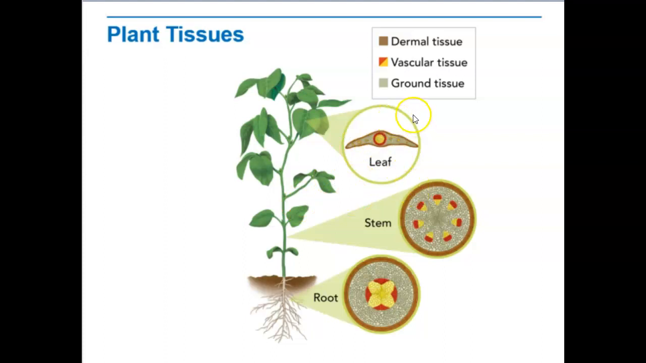So if we look at the cross section of a leaf, on the outside you'll see dermal tissue. Dermal is like dermis, right? It's like your epidermis. It's like your skin. So dermal tissue for a plant is what's on the outside. It's like the plant's skin.